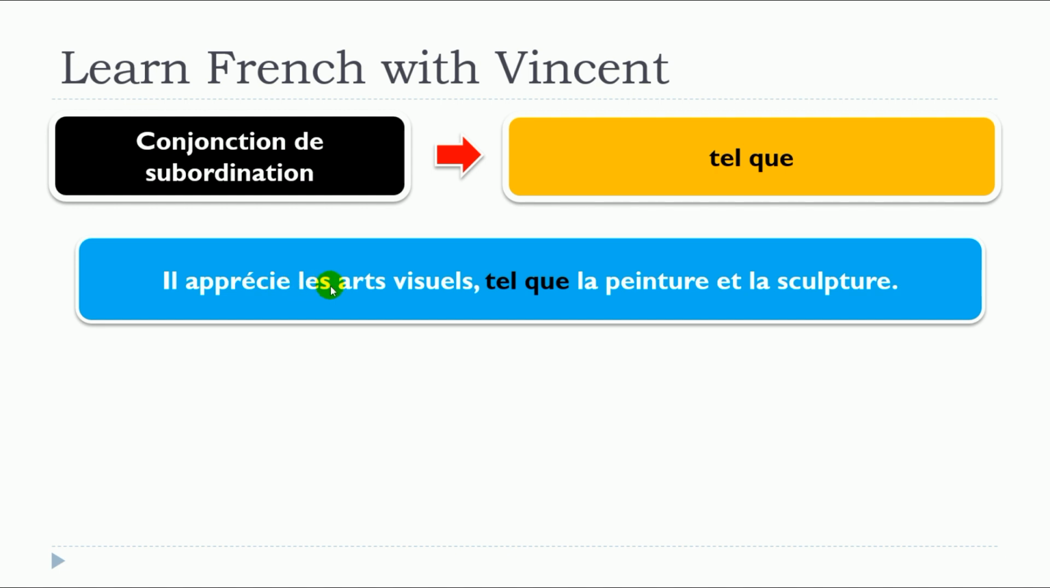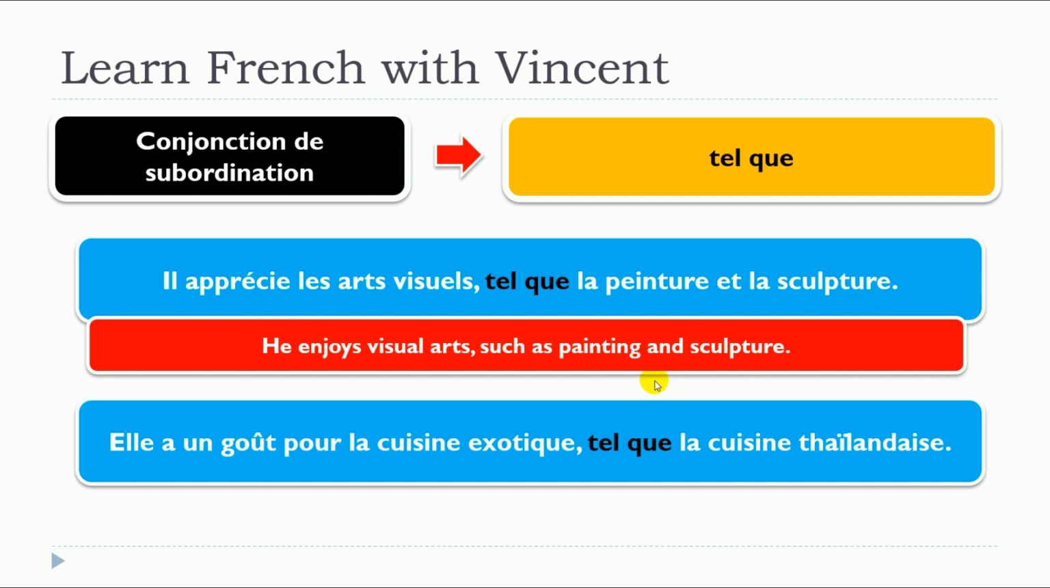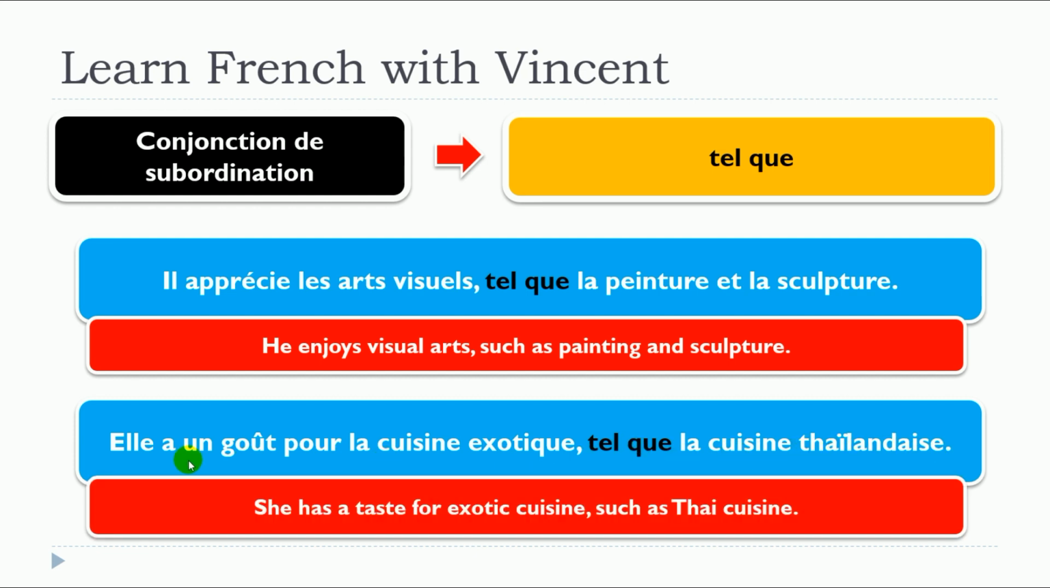Il apprécie les arts visuels tels que la peinture et la sculpture. Elle a un goût pour la cuisine exotique telle que la cuisine thaïlandaise.